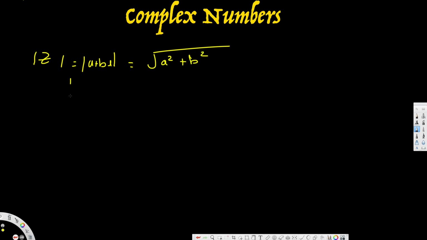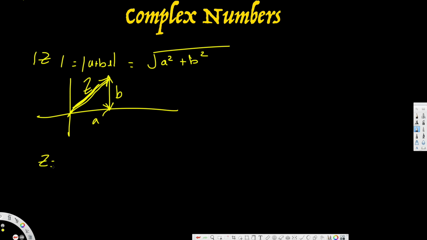Let's look at it in a graph. Here we know that b is the imaginary number, so it's going to be on the y-axis, and a is the real number, so it's going to be on the x-axis, and the hypotenuse of that one is the absolute value. So this is c. That's why we have the Pythagorean theorem, a squared plus b squared. Now let's look at an example. Let's say we have z is equal to 4 plus 3i.